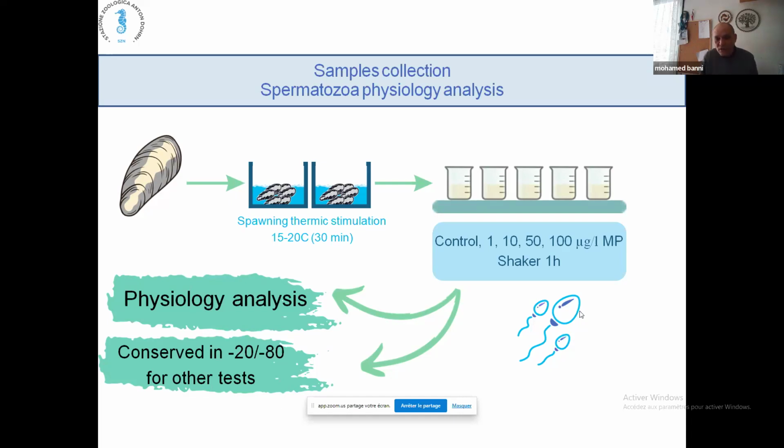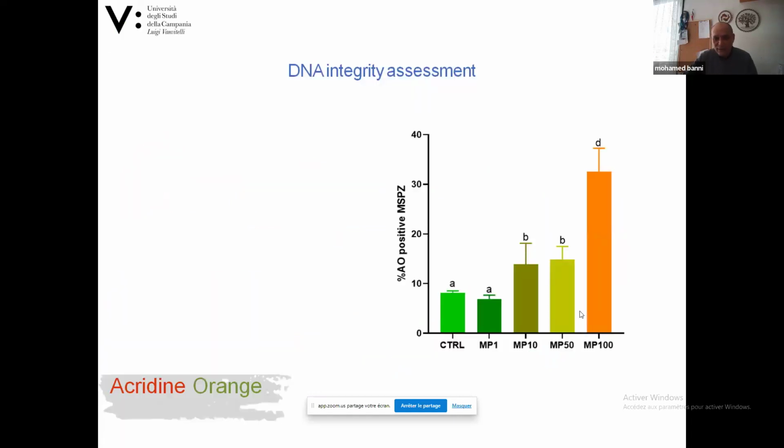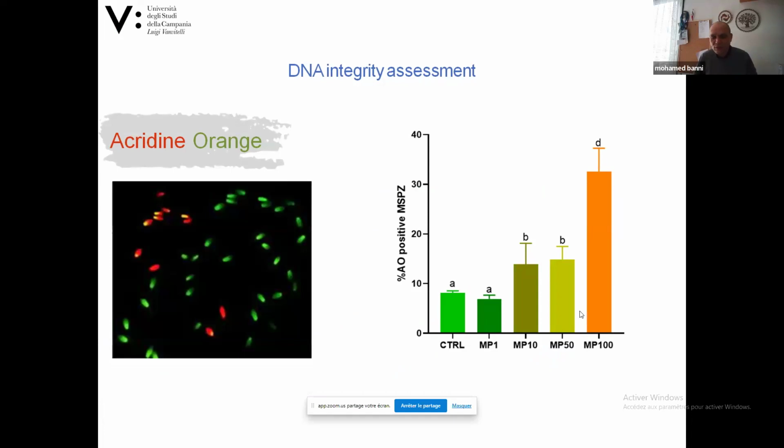And why the shaker? The shaker, because when these two organisms release the gametes, which is called spawning, it will be in a zone where the waves will play a role. So it is a continuous shaker also. What we analyzed here is very simple: the DNA integrity after 1 hour of exposure. And as you can see, using the acridine orange test, the DNA integrity was lost. Acridine orange positive spermatozoa means these spermatozoa are presenting an altered DNA. The DNA was completely altered after exposure to microplastic.